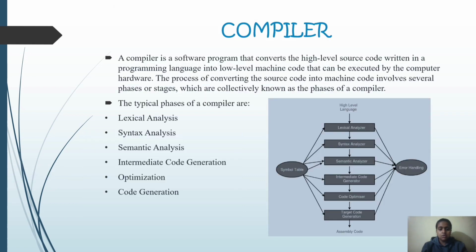First, we will see what is a compiler. A compiler is a software program that converts the high-level source code written in a programming language into low-level machine code that can be executed by the computer hardware. The process of converting the source code into machine code involves several phases or stages which are collectively known as the phases of a compiler. The typical phases of a compiler are lexical analysis, syntax analysis, semantic analysis, intermediate code generation, optimization, and code generation.